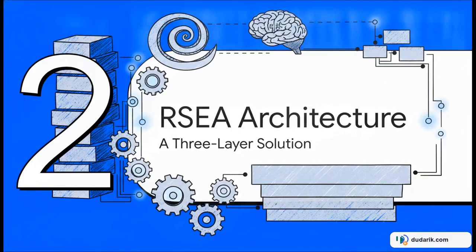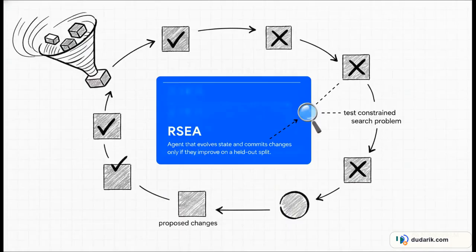Moving right along to Section 2, introducing the RSEA architecture, which provides a really elegant 3-layer solution. The researchers behind this, Michael Nguyen, Quoc Nguyen, and Paul Vu, built RSEA, which stands for Recursive Self-Evolving Agent.